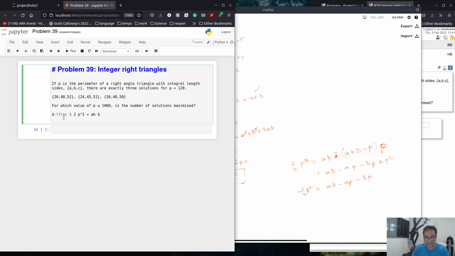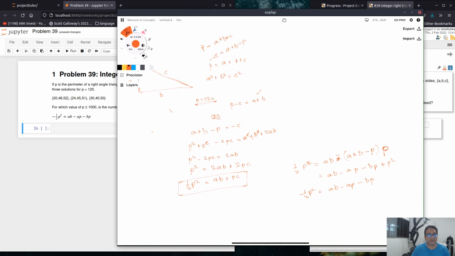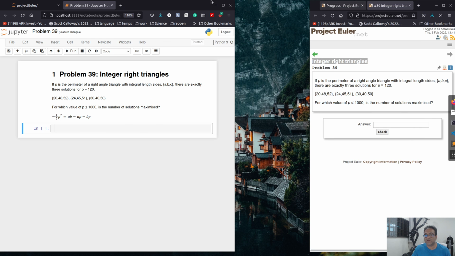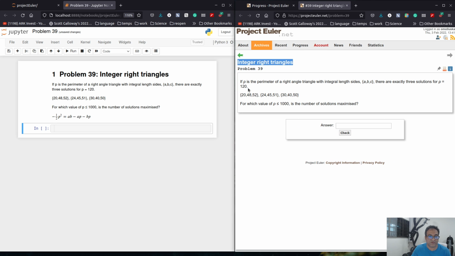AB minus AP minus BP. Okay, that's, let me just get this out of here and see whether this holds up for that 120.